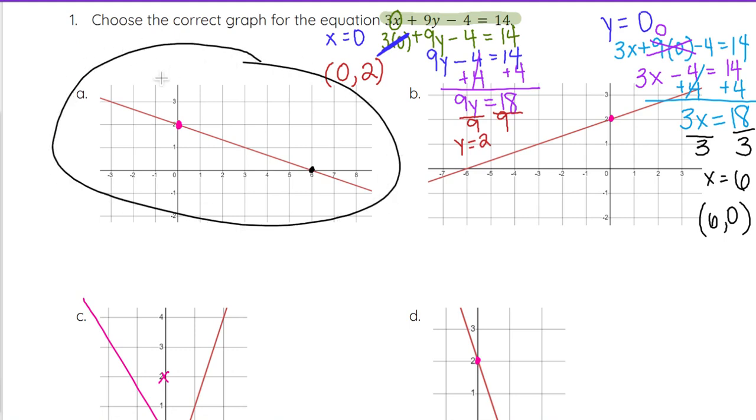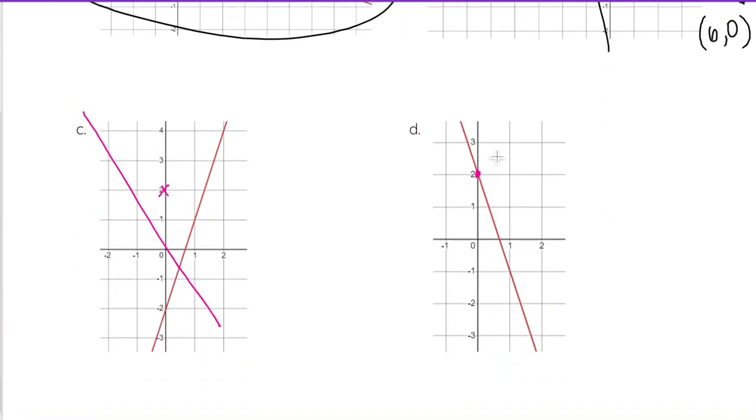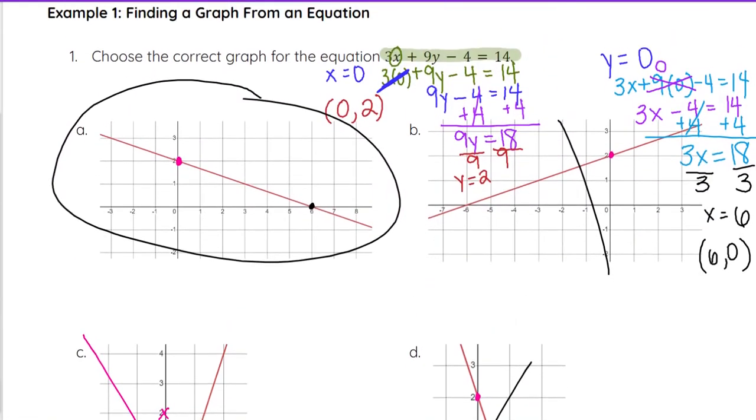So I notice that this is the correct graph, but just to triple check, you can quickly glance and see that none of the other ones have that same point. Otherwise, it would be the exact same line. So there is no (6, 0) on graph B, and there is no (6, 0) on graph D. So that's how we know that A is the correct choice on that one.